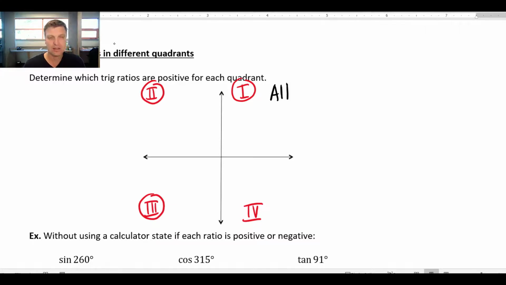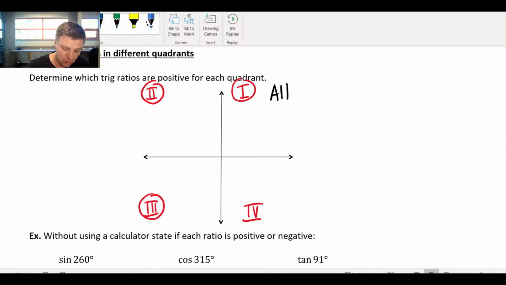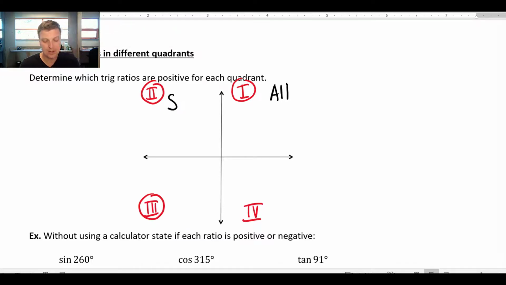If I have an angle in the second quadrant, you can see that the y-coordinate of that angle is going to be positive, but the x-coordinate is going to be negative. And so what that means is the only ratio that's going to be positive in the second quadrant is sine. So they'll all be positive in the first quadrant. Sine will be positive in the second quadrant.